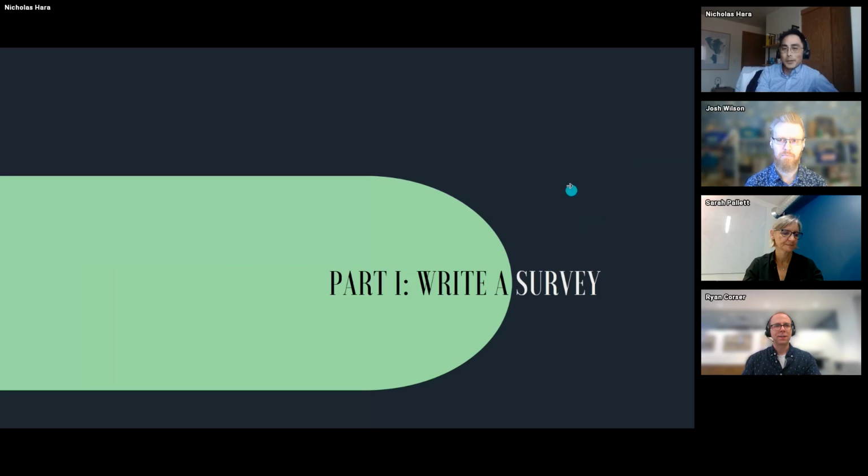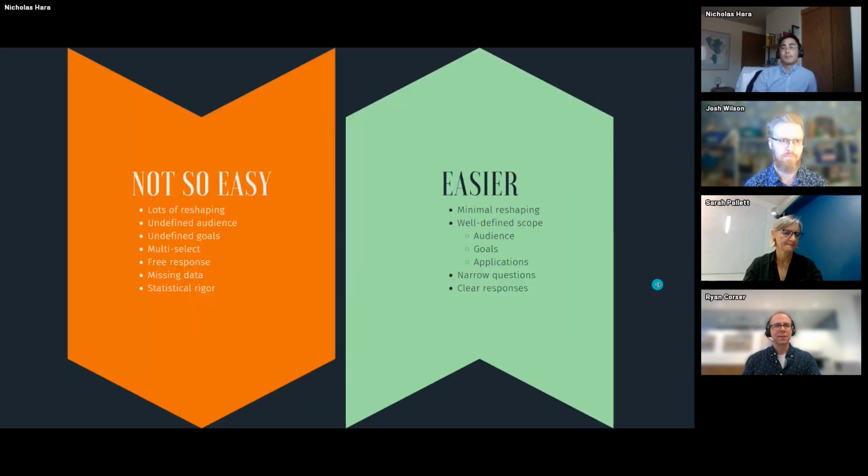So let's talk about writing a survey and how we can head off some of those difficulties at the pass. It's not so easy sometimes to analyze certain types of surveys. These are the ones that require a lot of reshaping, ones in which the survey was designed with a broad idea in mind. It's not very narrow. So the audience of who is going to fill it out, who is going to consume the analysis from it, is a little bit more vague, and folks struggle to clearly define that. Similarly, if the goals are undefined, the questions tend to elicit a lot of varied responses.